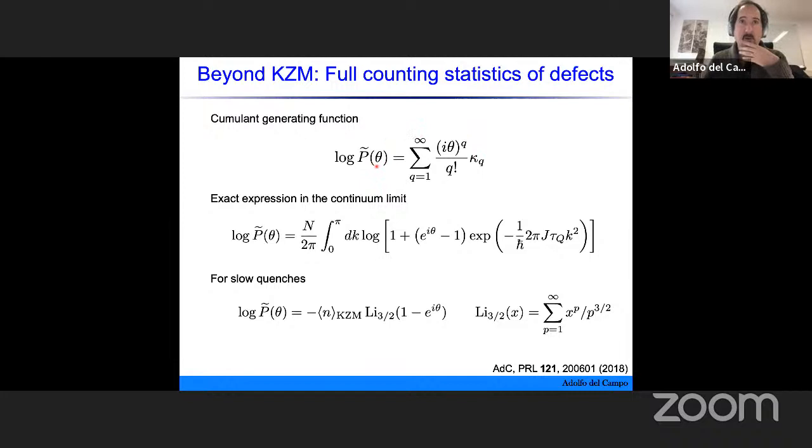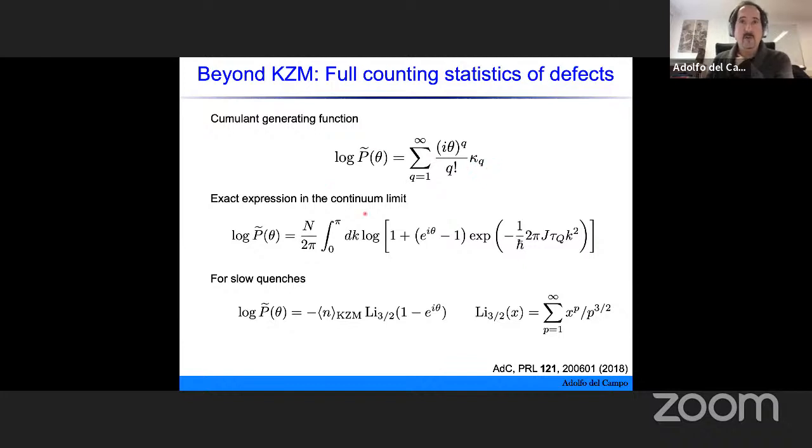This cumulant generating function has a formal expansion that generates cumulants, kappa q. So the first cumulant is the density. This is the typical observable in Kibble-Zurek. The second cumulant is the variance of the number of kinks. So that will be interesting. The third cumulant matches the third central moment of the distribution. So that will also be interesting. And, in principle, we'll have infinitely many cumulants, which are related to the moments of the distribution.